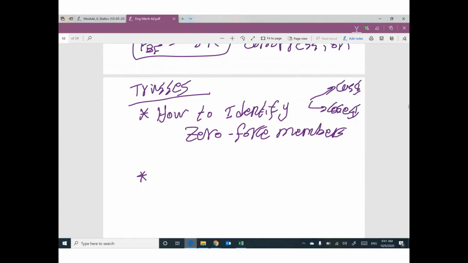We can expect a problem like this in your exam. And also the quiz on Monday will be on this part. The second one, how to use the method of joints.